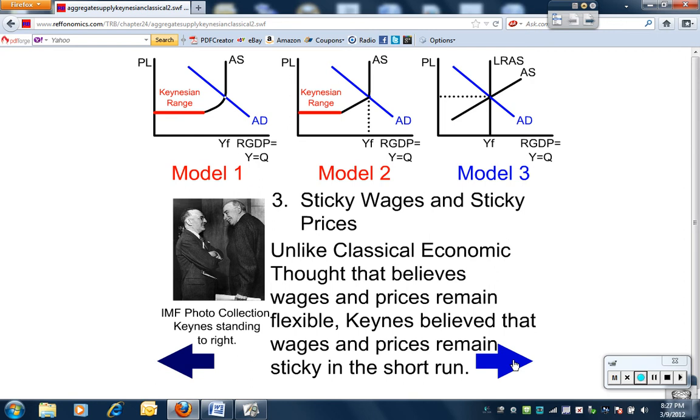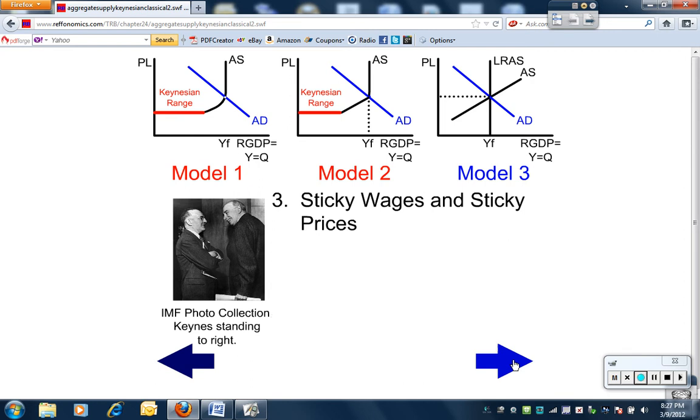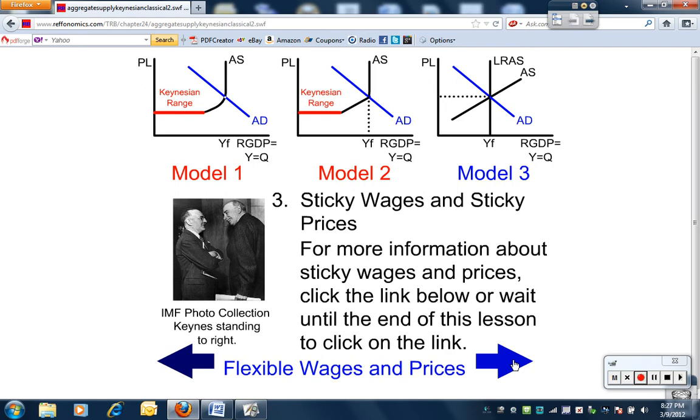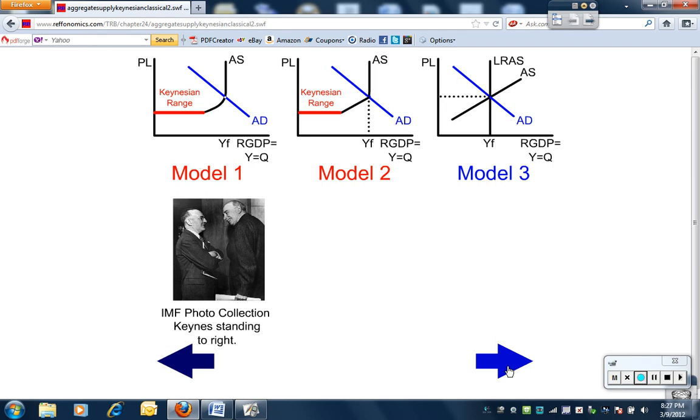Also, there's this idea of sticky wages and sticky prices. This is a sticky situation. That was a joke. When we're looking at classical economic thought, these classical economists believed that wages and prices were flexible. Keynes believed that wages and prices remain sticky in the short run. This is something you can go a little further into, talking about why that is. We may touch on this a bit more in class. You can always go to the link and get a little more information ahead of time on flexible wages and prices on your own. But again, this is something that is different between the two models.